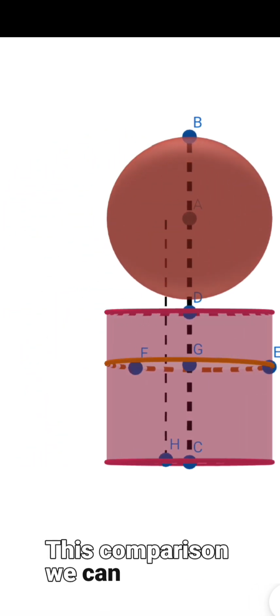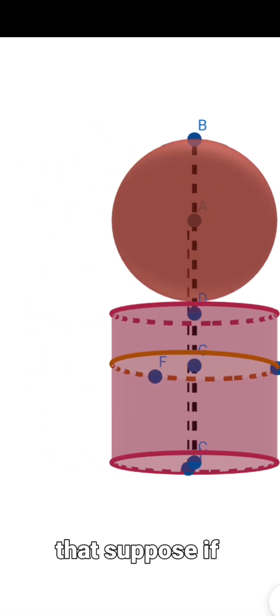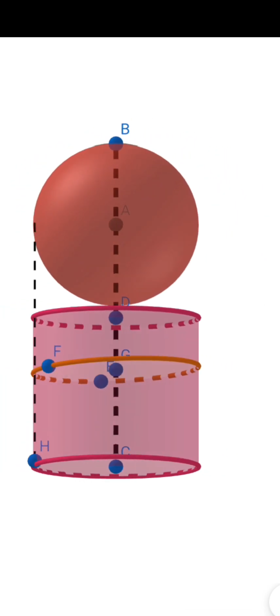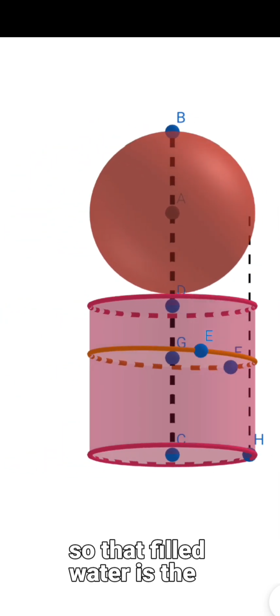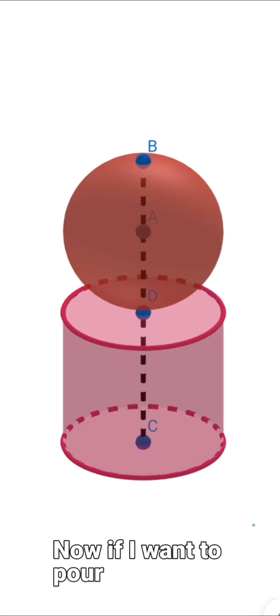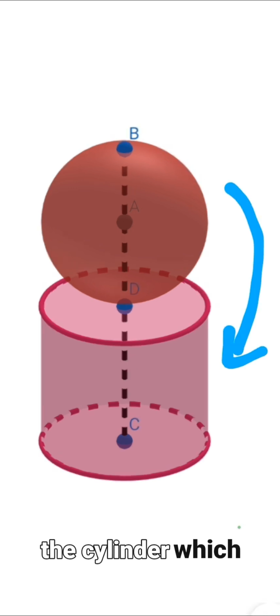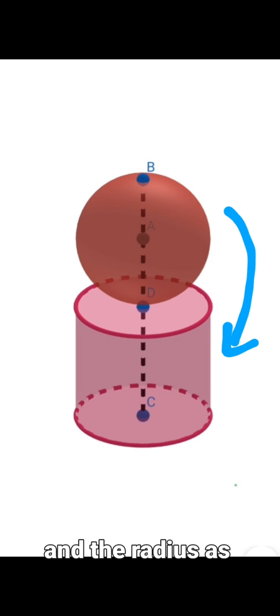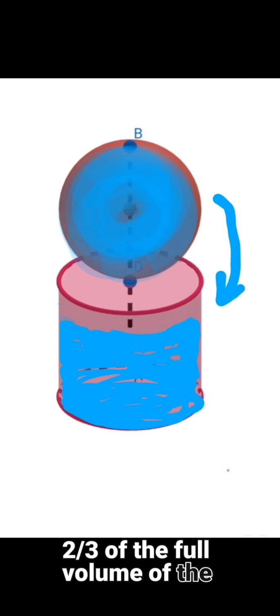This comparison we can understand in one more way also. Suppose this sphere is entirely filled with water, so that filled water is the volume of the sphere. Now, if I want to pour that water into the cylinder which has the same height and the radius as the sphere, the volume occupied by this water is always 2/3 of the full volume of the cylinder.